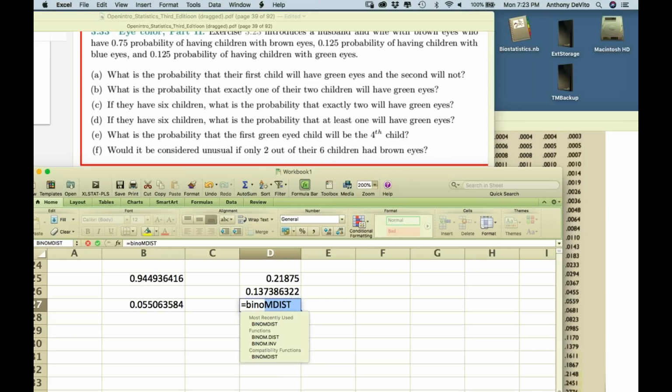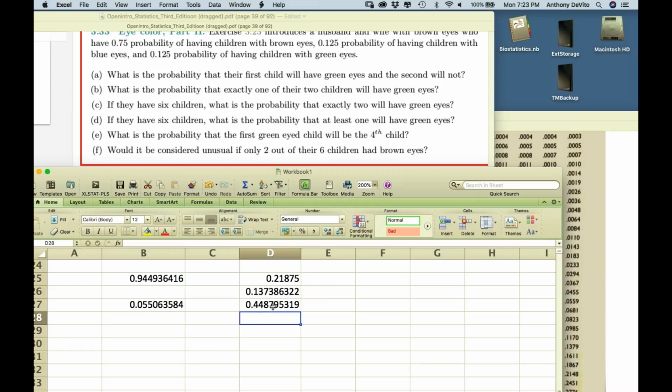Equals BINOM.DIST, parentheses, and the probability of having zero, comma. Now, this is the only outcome that's not included in what we're really looking for, comma, out of six children, comma, 0.125, comma, false or true, it doesn't matter if it's zero. I'll write true, just for the hell of it, is equal to 0.448.